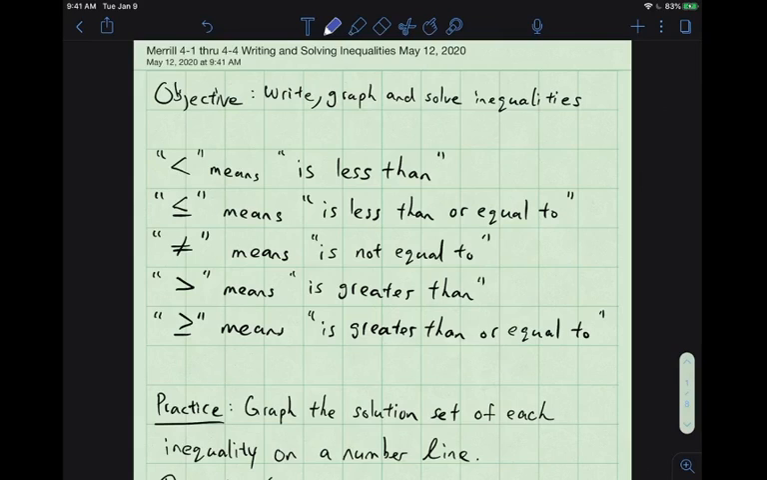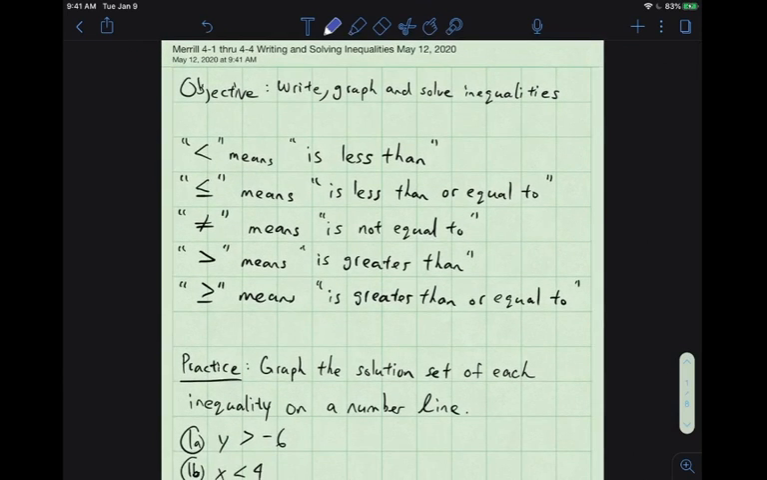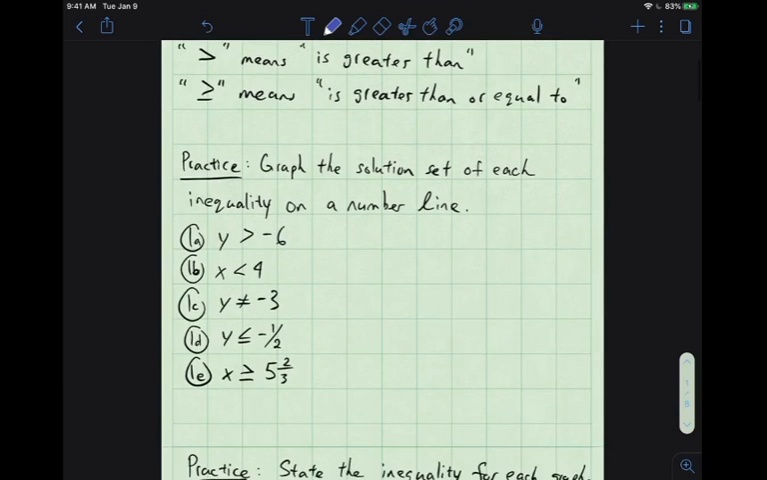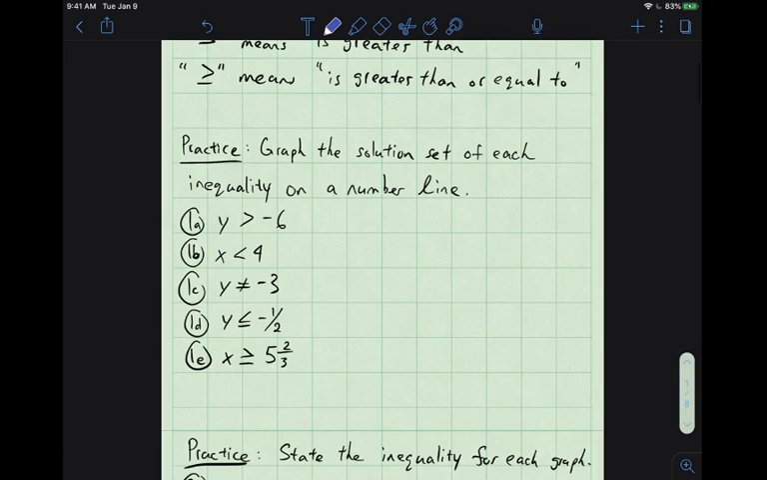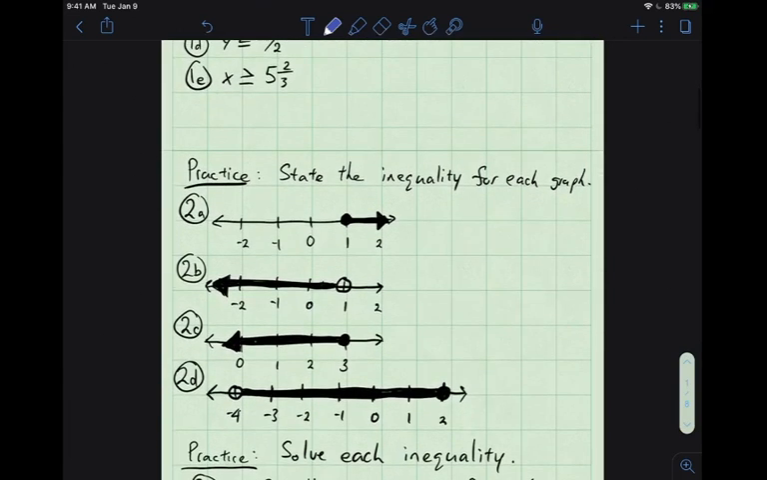Morning class. We're starting our new unit, new topic called Inequalities. As a reminder, here are some notes on these inequality symbols. Here's a couple practice problems where you're graphing inequalities on number line. You're doing the opposite with these four problems. If I give you the graph on number line, can you come up with the inequality?